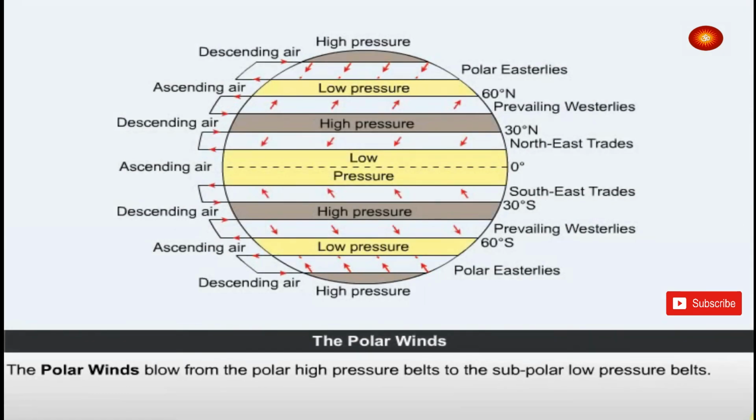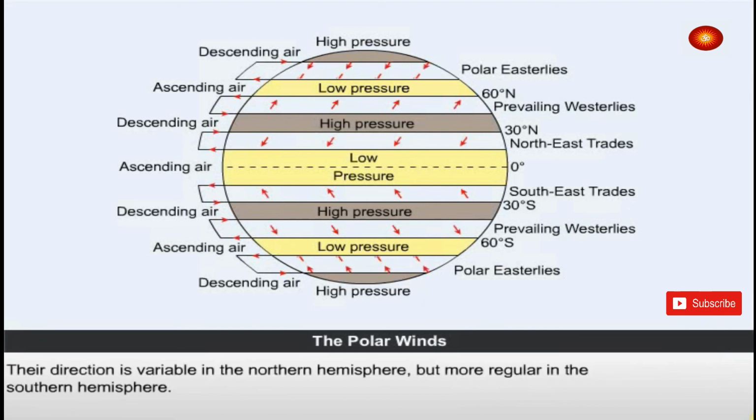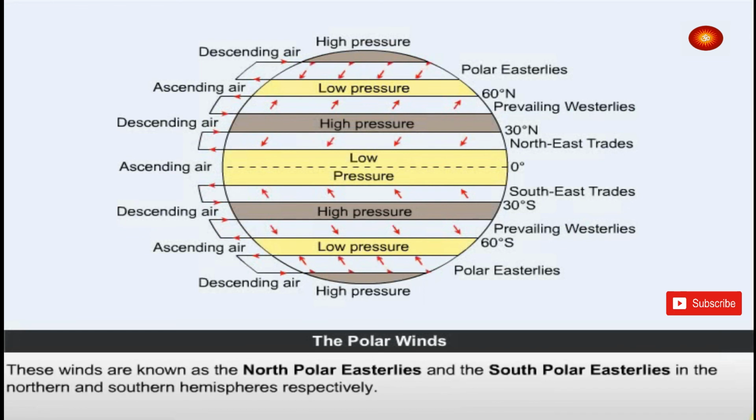The polar winds blow from the polar high-pressure belts to the subpolar low-pressure belts. Their direction is variable in the northern hemisphere, but more regular in the southern hemisphere. These winds are known as the North Polar Easterlies and the South Polar Easterlies in the northern and southern hemispheres respectively.